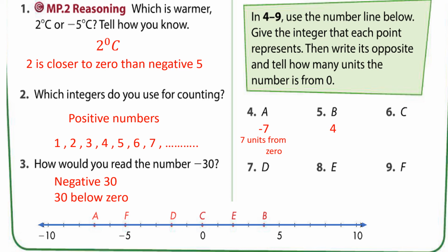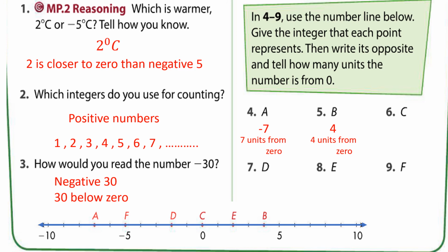Okay? And what about its opposite? What about the opposite of 4? Of course, guys, it will be -4. So the opposite of 4 here will be what? It will be -4. Okay? And how many units from 0? Of course, 4 units from 0.